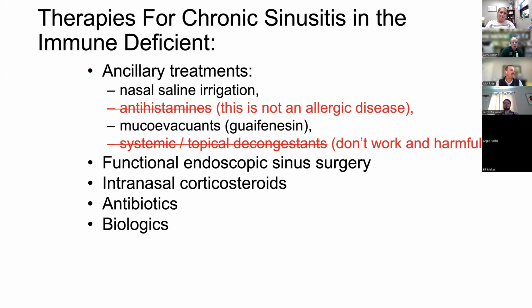Okay, what we don't use is antihistamines. As I said, this is not an allergic disease, so they're not going to help. We also don't approve either systemic or topical decongestants. They don't work and they're potentially harmful.